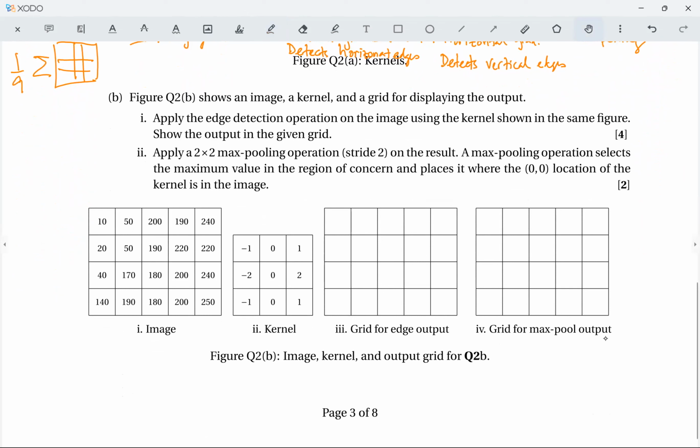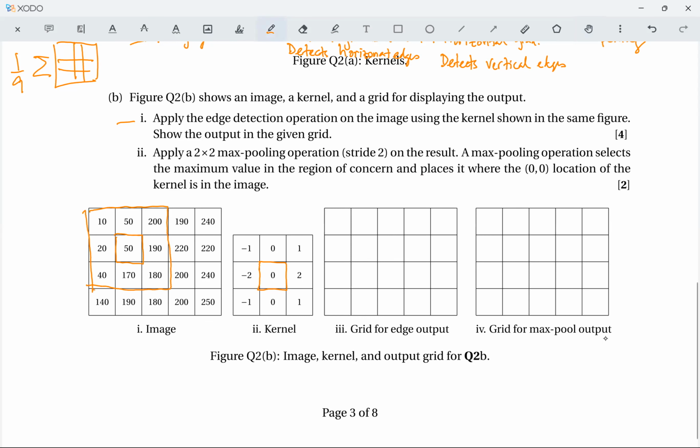So let's look at part B. Figure Q2b shows an image, a kernel, and a grid for displaying the output. Apply the edge detection operation on the image using the kernel shown in the same figure. Show the output in the given grid. So here we have to realize that if we take this as the center of the kernel and locate it here, the kernel overlaps the image in this fashion.